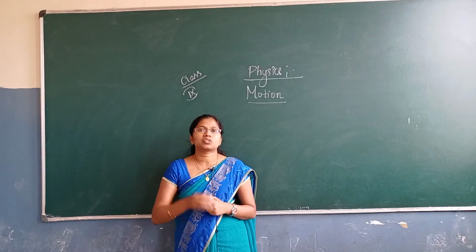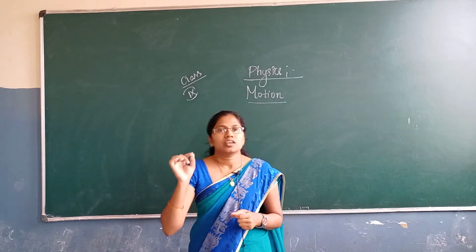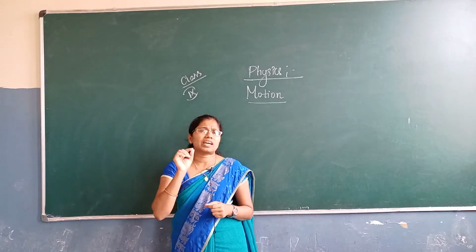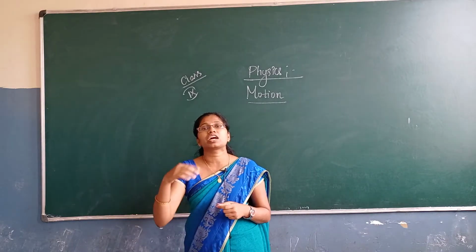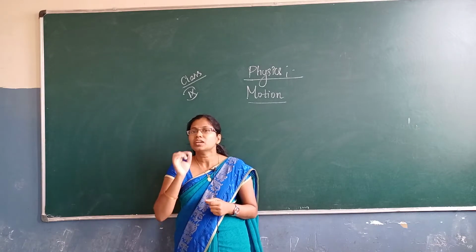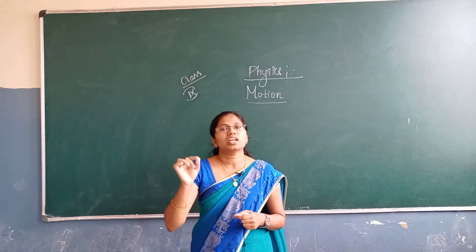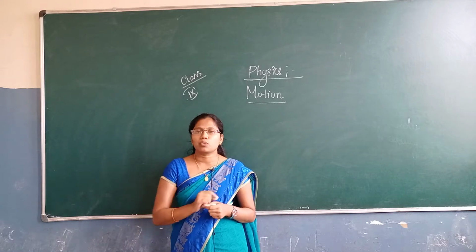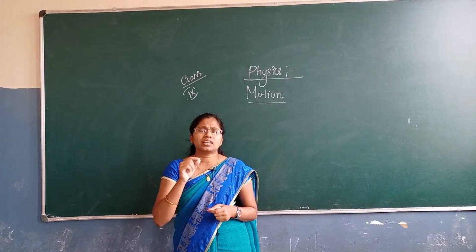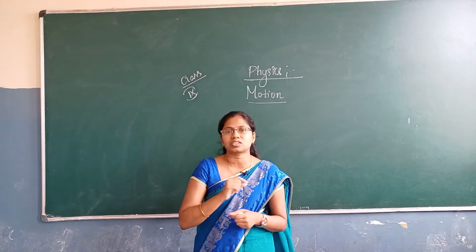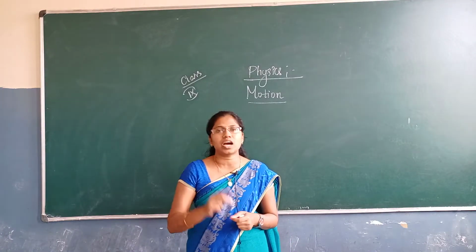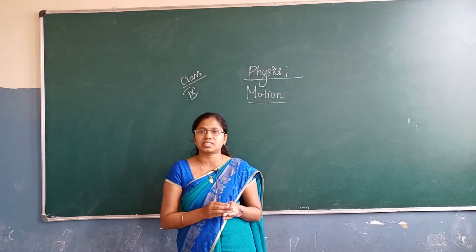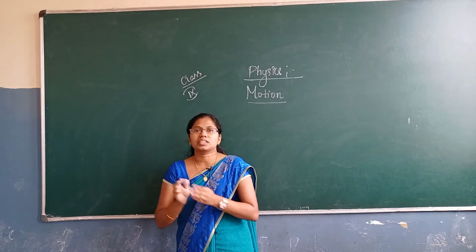After this, we studied motion along a straight line, which is the simplest type of motion compared to other types of motion. Under motion along a straight line, we discussed two important physical quantities: one is the distance traveled, and the other is the displacement.